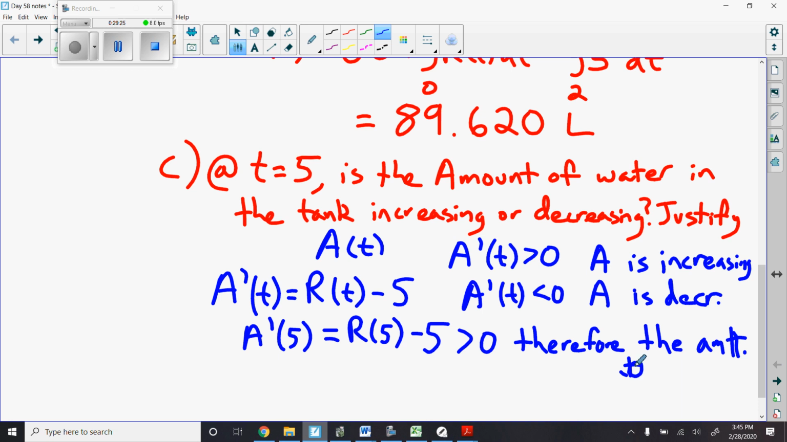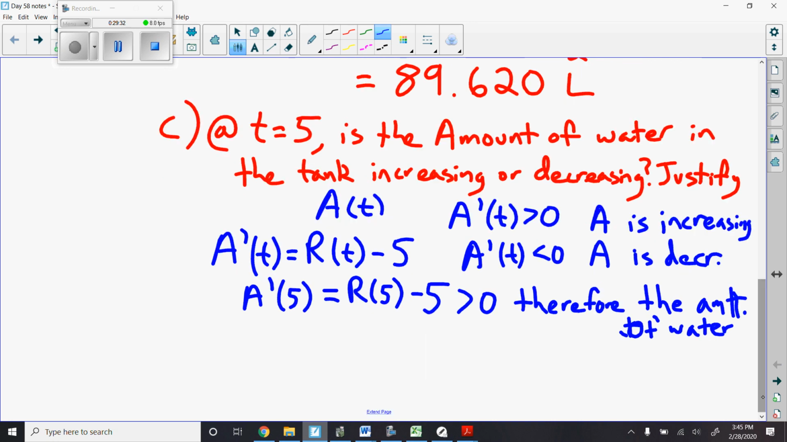The amount of water in the tank is increasing at t equals 5. That word that didn't come through there was increasing.